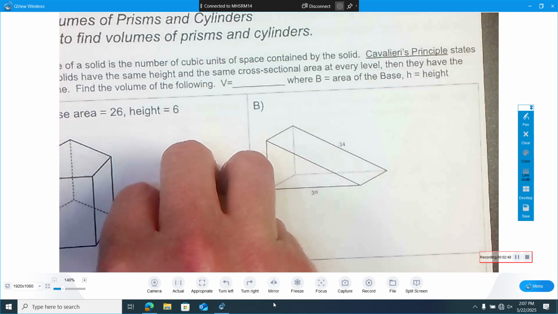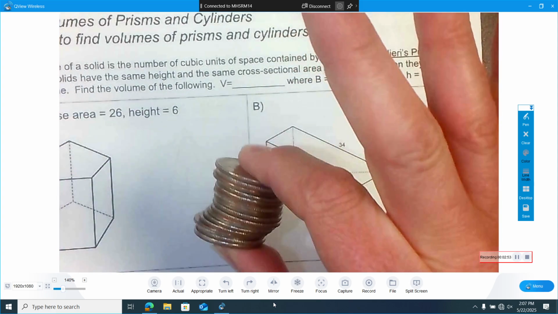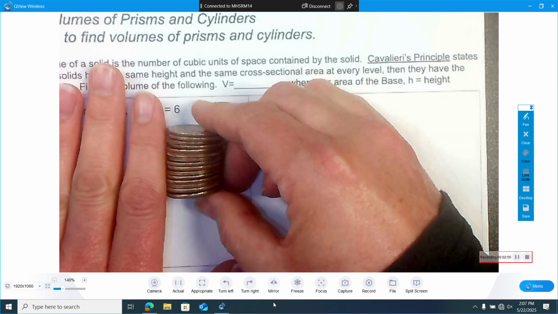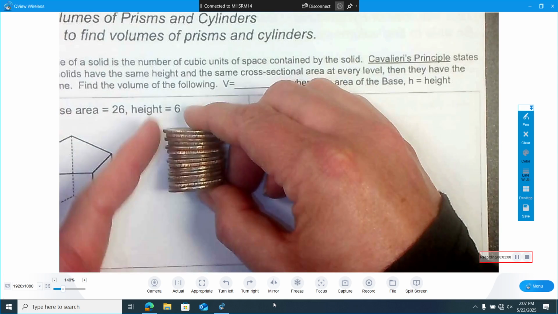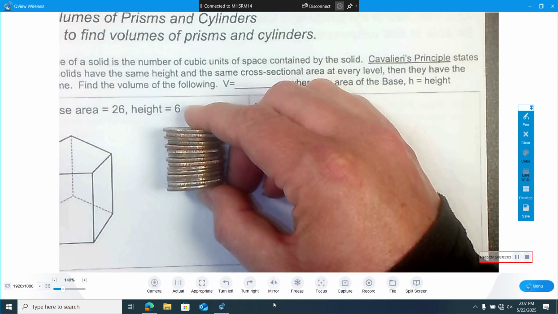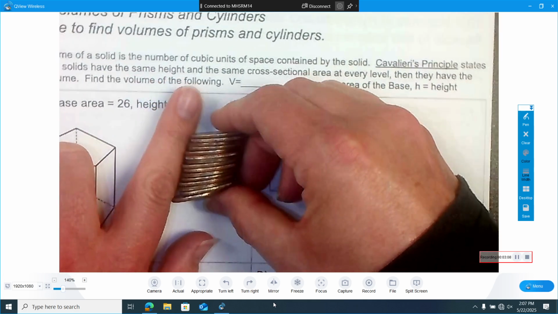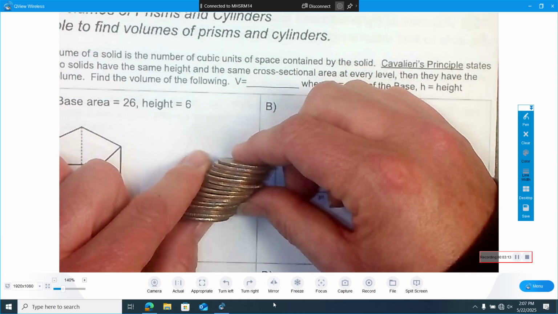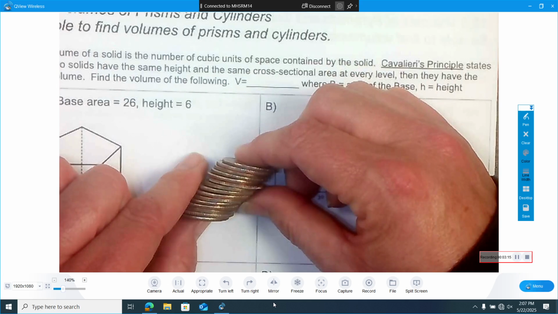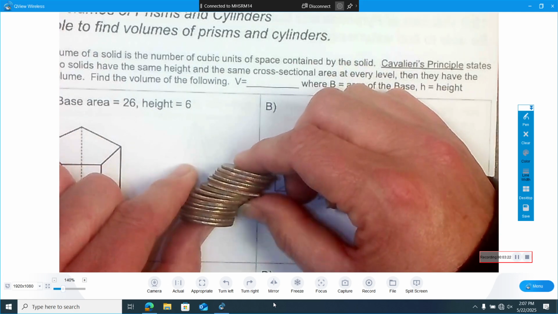So now I want to talk about my cylinder, my stack of quarters here, and maybe it's nice and straight. I can get the volume of that by the area of the base times the height of my stack of quarters. What if I move my stack so it's a little bit slanty like this? Is that going to change the volume of my quarters? They're still the exact same quarters, right? I haven't done anything to the quarters.